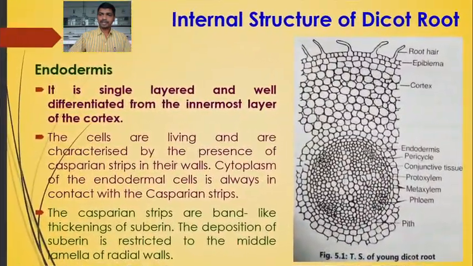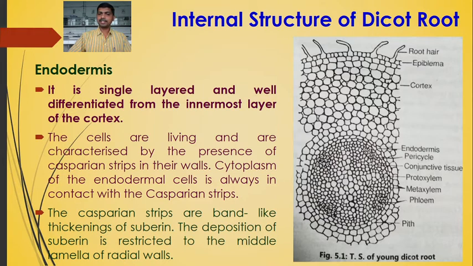Then next to the cortex is the endodermis. It is the innermost layer of the cortex. So endodermis is single layered and well differentiated from the innermost layer of the cortex. The arrow I am showing here is the innermost part of the cortex. After that, to the inner side of the cortex, a single layered, continuous layer that is well differentiated from the innermost layer of the cortex is present. It is called the endodermis. The cells are living and are characterized by the presence of Casparian strips in their walls.